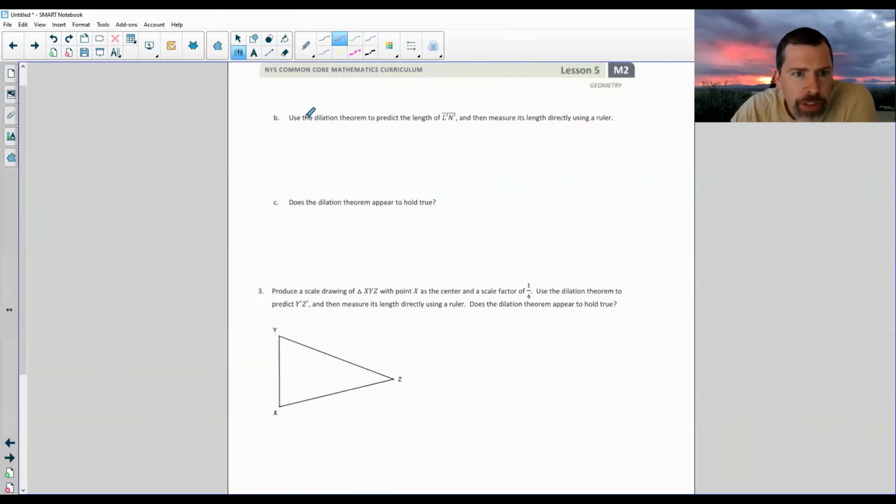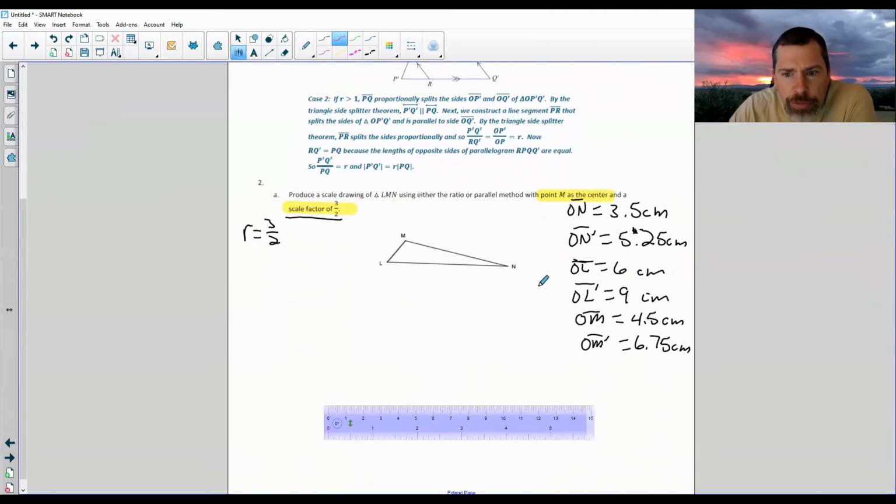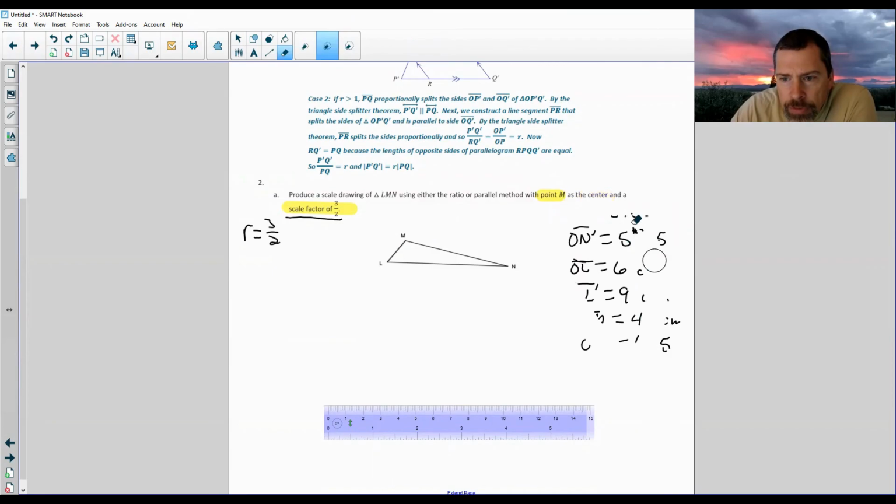Okay, page 5 brings us to part B, and it says use the dilation theorem to predict the length of L prime N prime, and then measure its length directly using a ruler. And that got me thinking, I didn't do this correctly because I didn't read. Point M has to be our center. I created a point O, so I need to do this again. So obviously these values should all be the same. So if I take ON, well, there is no ON, so no, they're not the same. I take that back. Let's get rid of all of this.